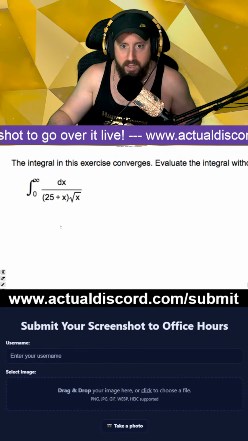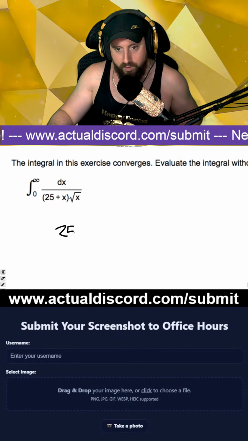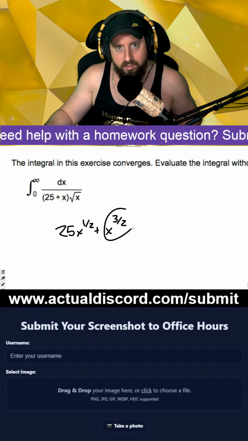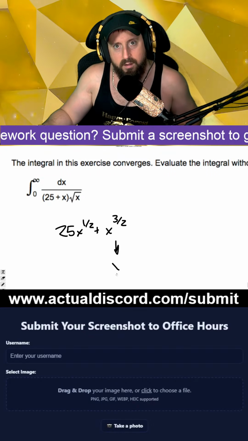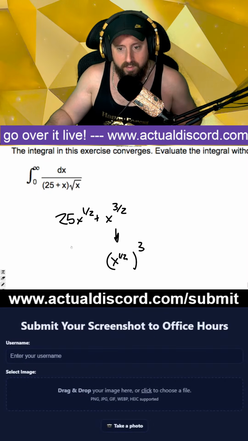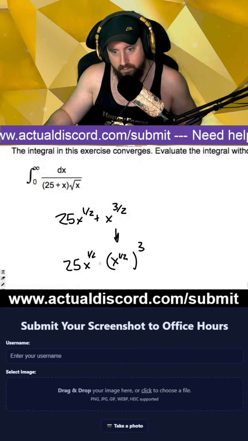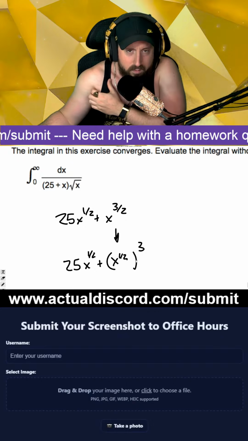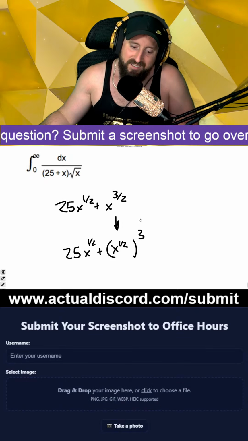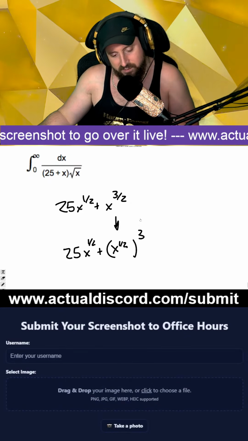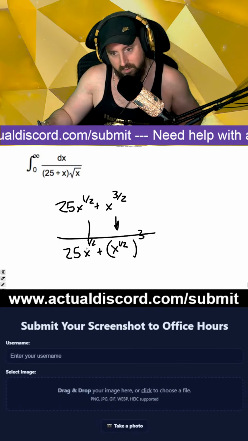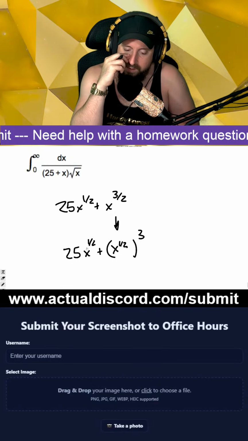So Sebastian says that, okay, if I distribute this in, we have 25x to the 1/2 plus x to the 3/2. I agree that this is the same thing as x to the 1/2 to the 3rd. Oh, and then this is 25x to the 1/2. How does that help you, though? That's great, Sebastian. Wait. How does this help me, though? Because this is still on the bottom.